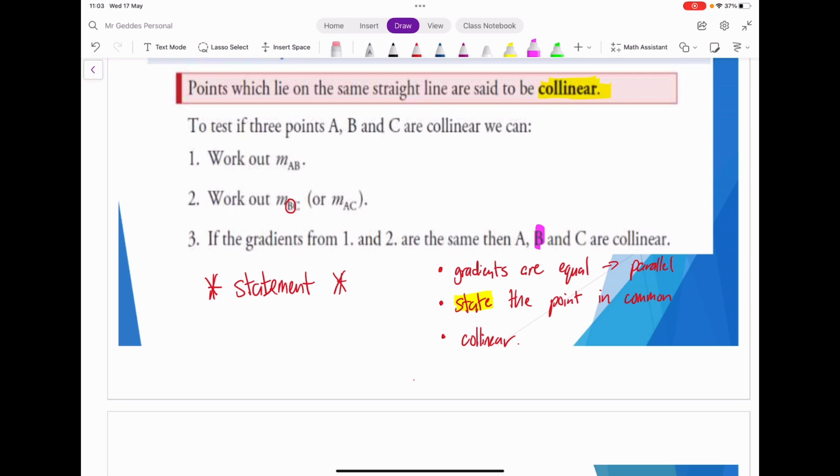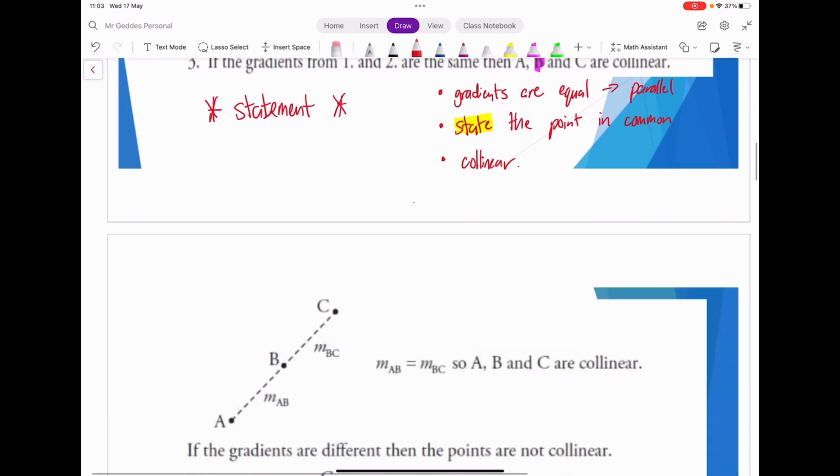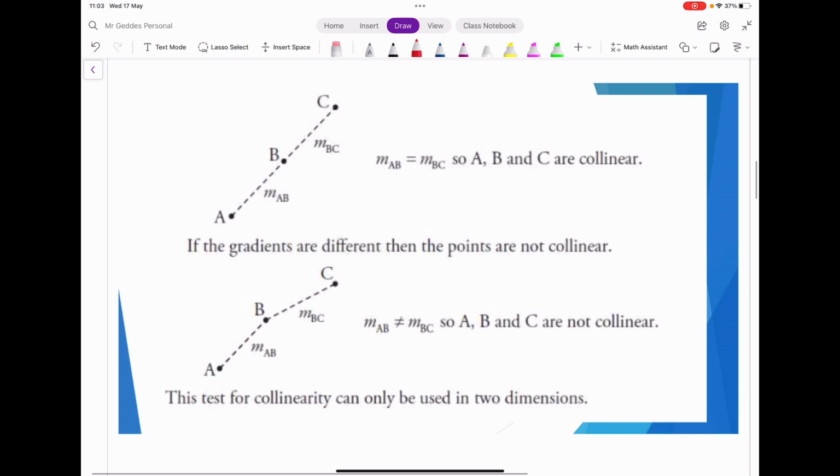Gradients are equal, mention the word parallel. Because there's a point in common, state the point, then they are collinear. Very specific, you need to mention those things. Okay, we move down. Basically what I was talking about there is the next part in the notes. The gradients are different, the points are not collinear.